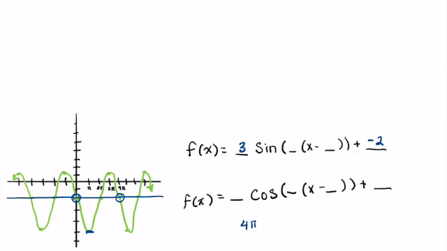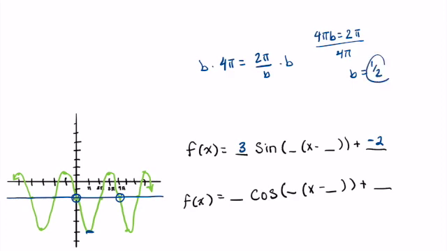Let me actually work this up here. You might not be able to see that. So 4 pi equals 2 pi over b. Multiply both sides by b. Gives me 4 pi b equals 2 pi. Divide by 4 pi. And that gives me b equals, simplifies to 1/2. So we have 1/2 x minus. And then do I have a phase shift? Nope. But I do have something else here.